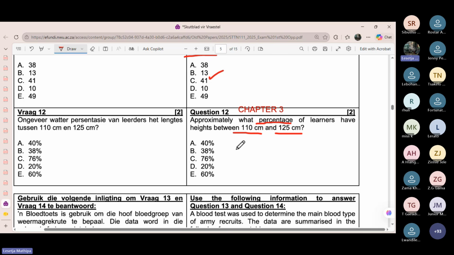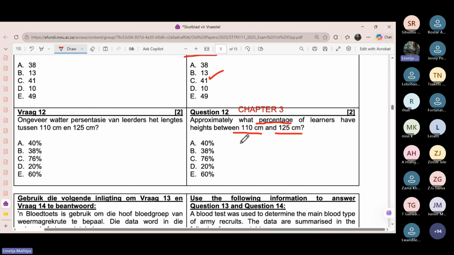We are going to find the number of learners for the height 110 centimeter and the ones for 125 centimeter. Then we say this one minus this one, and because they want the percentage, we're going to divide it by the total, which is n, which is 50. Then you multiply by 100 because they want a percentage. So yeah, let's do it.